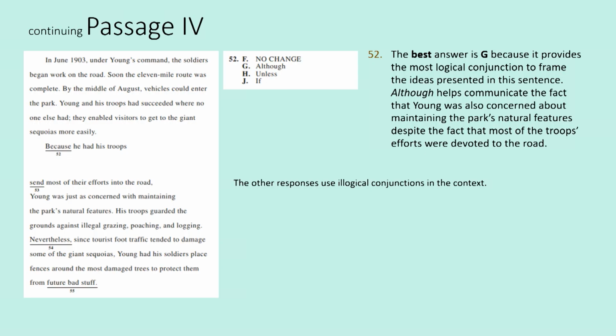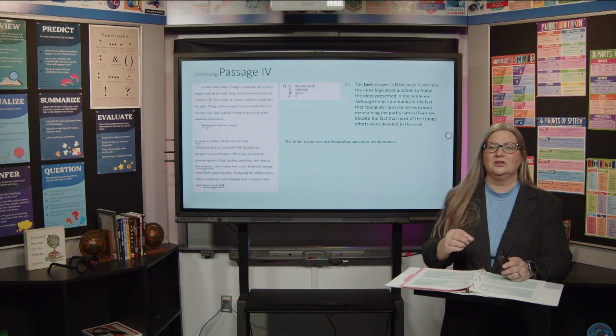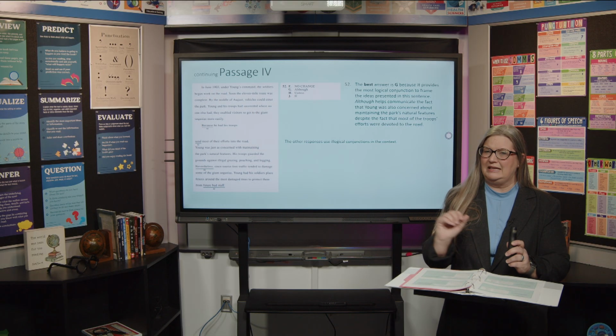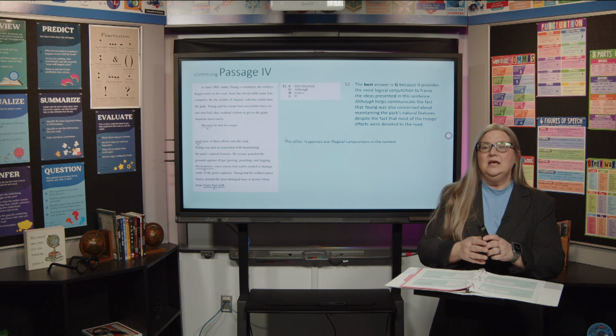G provides the most logical conjunction to frame the ideas presented in the sentence. Although helps communicate the fact that Young was also concerned about maintaining the park's natural features despite the fact that most of the troops' efforts were devoted to the road. The other responses use illogical conjunctions in the context. We're going to do an entire lesson on conjunctions, I believe. It's coming in some subsequent lessons.